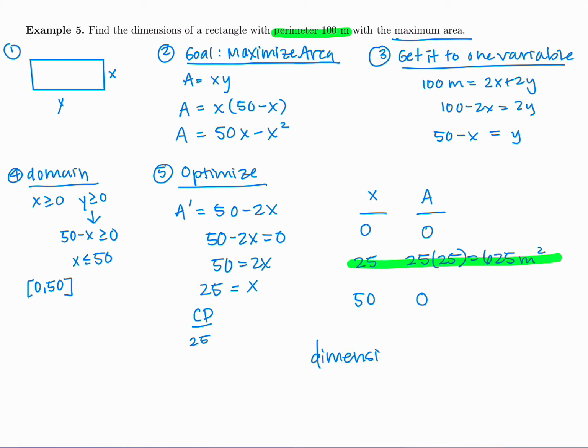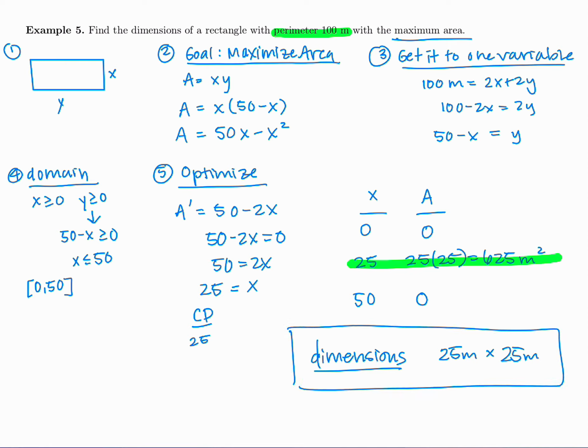So in this case, the dimensions are x by y. Well, I know my x is 25 meters. I just found that. And my y, I'm going to come back up here. I know that y is always 50 minus x. So 50 minus 25 is 25. So 25 meters by 25 meters.